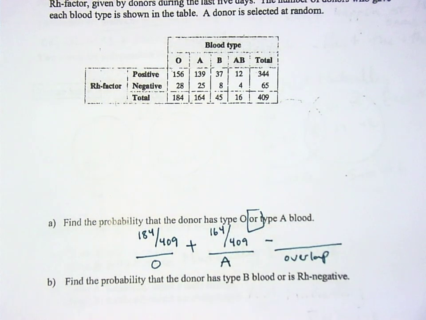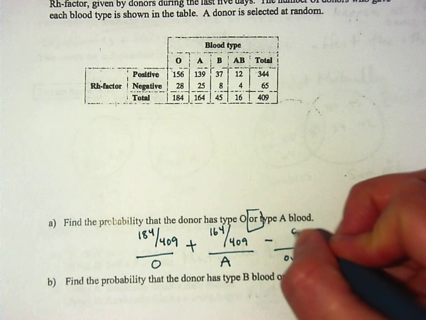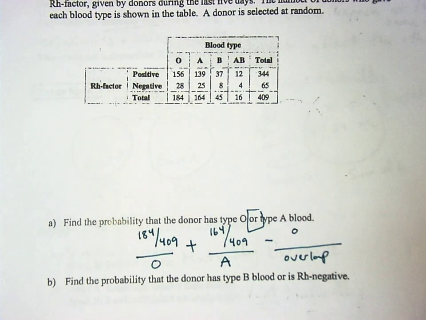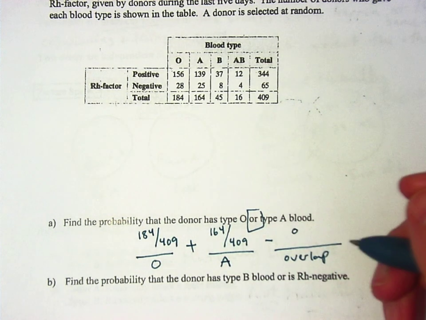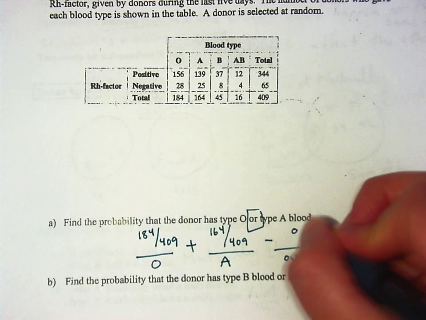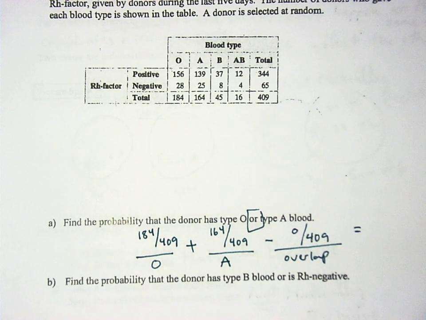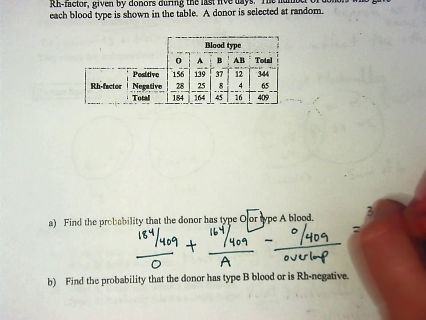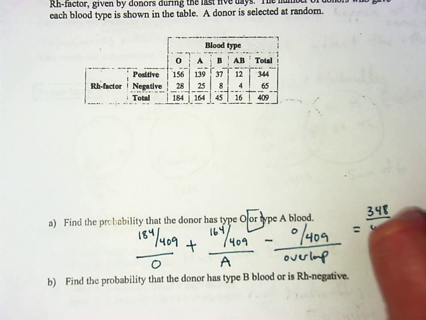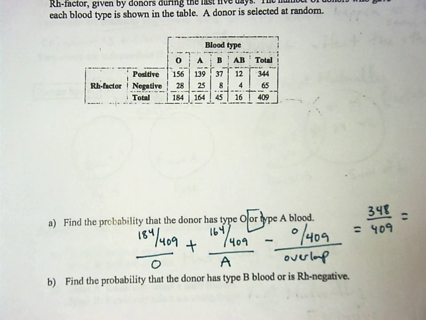How many people have both O blood and A blood at the same time? Nobody. I mean, technically you could give O blood to somebody who has A blood, but that doesn't mean they have both types of blood. They would still be that they're testing for A blood. So, all right, if you add these two together, 348 over 409. I highly suggest that when these fractions get large, you always just divide them in your calculator, because nobody wants to figure out if 409 is a prime number. So this is 8.851.